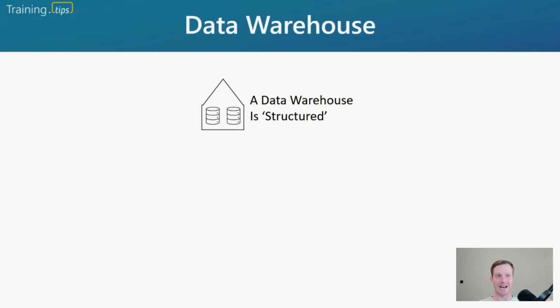So to build this data warehouse, we have something like a SQL server, which is kind of the box. And then within this SQL server, we have some databases. You can see this here in this little diagram. We have kind of a house with a SQL server, and we have these little databases. And then we build these things called data warehouses. And data warehouses are really structured.